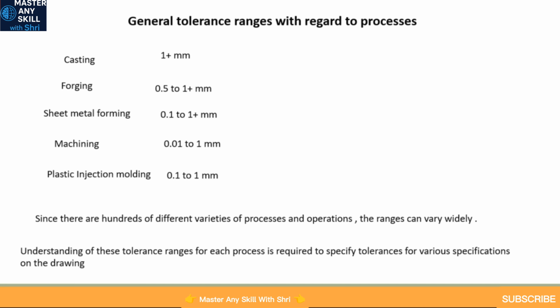Understanding these tolerance ranges of each process and each operation is very important for a design engineer who is deciding the specifications on the drawing. Many a time these tolerance ranges for specific operations, for specific dimensions may not be available for the design engineer. So we need to have some standard tolerance ranges for specific dimensions for specific processes, and that's why standards have been set, tolerance grades have been set for various applications.